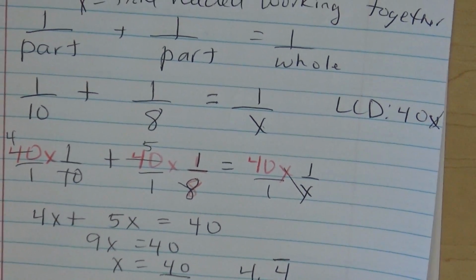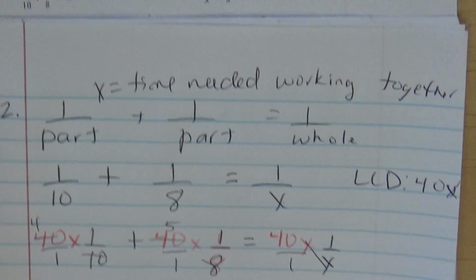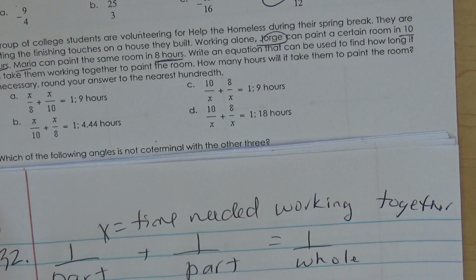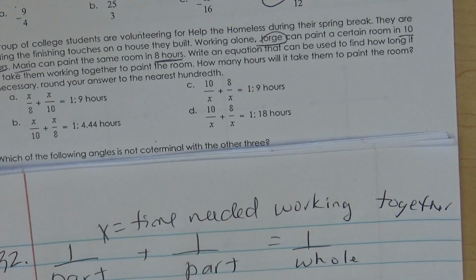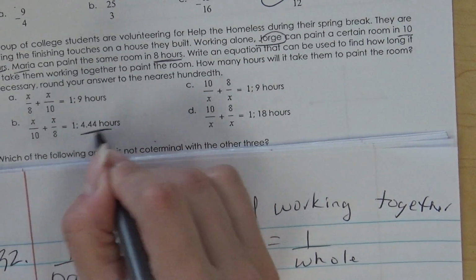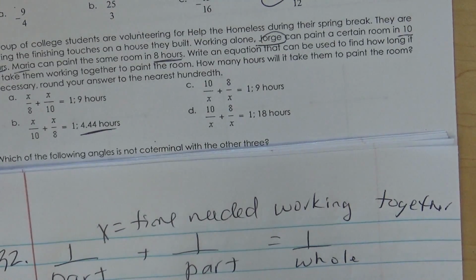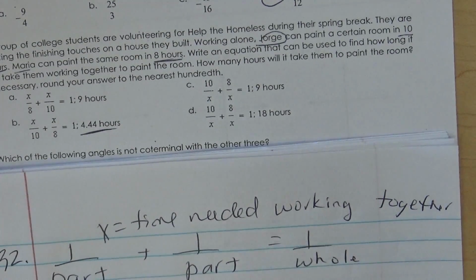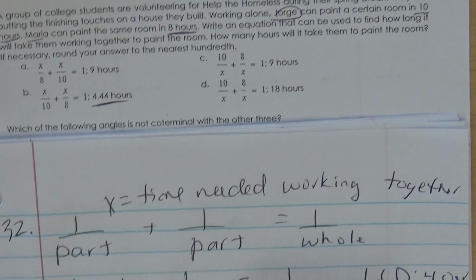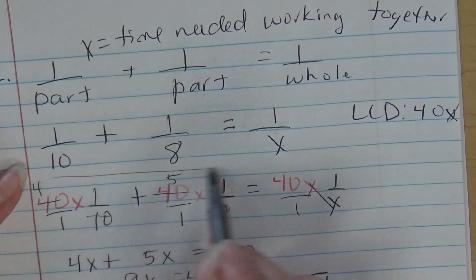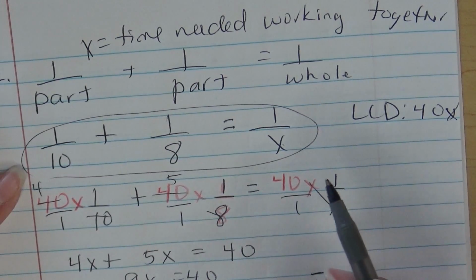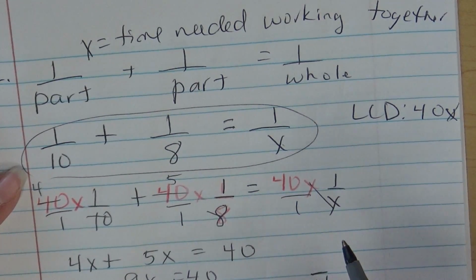Okay, so let's look at the choices. All right, first thing, I look at the actual answers. We got 4.44. So this is the answer that we got. But why does our equation look different from theirs? Well, they may have used a different variation of the same formula that we did. The equation that we use here is 1/10 plus 1/8 equals 1 over x.